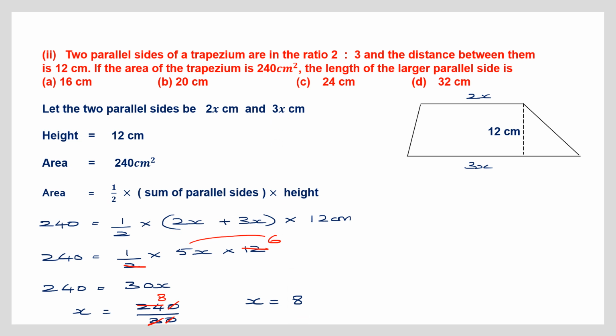X is 8. So the larger side, we can say the larger side is 3x, which is 3 into x. 3 into x is 3 into 8, which is 24 centimeters. So this is our answer. The length of the largest side is 24 centimeters, and that is option C, 24 centimeters.